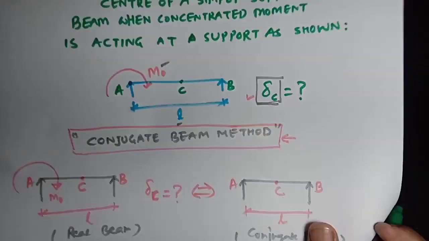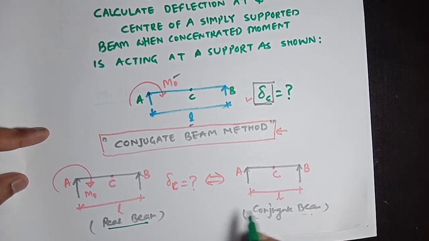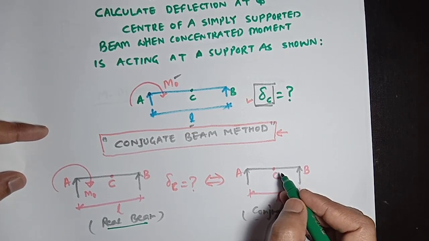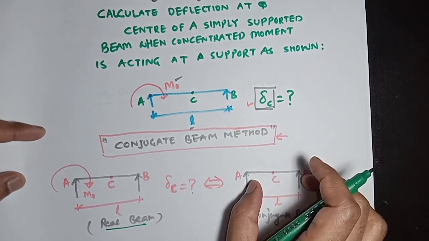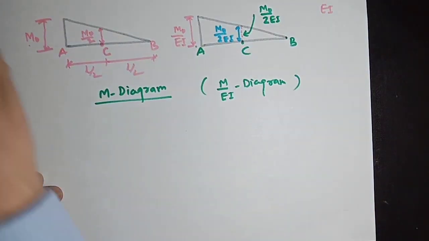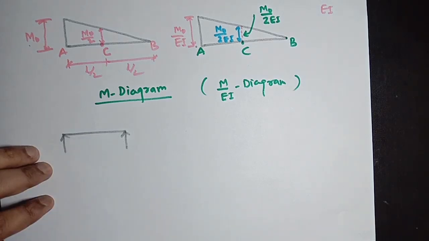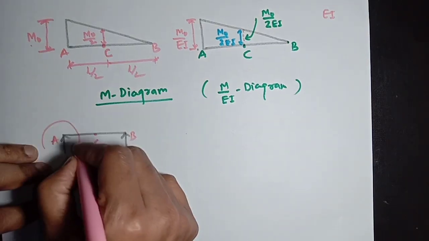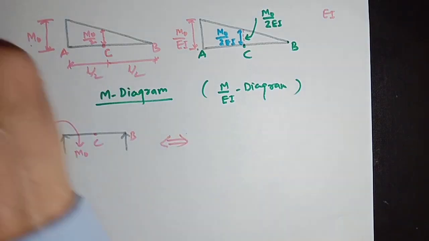As I have told you, this is the real beam and this is the conjugate beam, and in order to find the deflection at point C, we need to find the bending moment at C of this conjugate beam, and the M over EI diagram of the real beam will be directly put on the conjugate beam to make its loading diagram. So as you know, our real beam is this one. I am again redrawing it. This point is A, this is B, this point is C. A clockwise moment of M0 acting here.